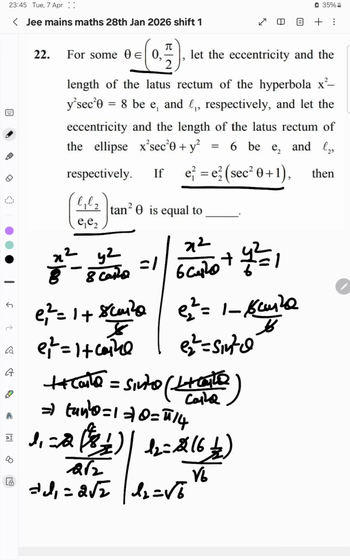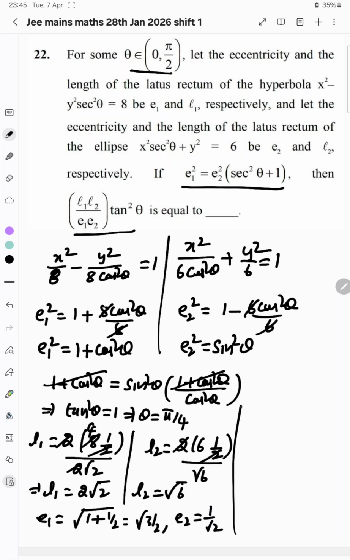Now what are E1 and E2? When we take theta as pi by 4, we calculate E1. E1 is clearly root over 1 plus cos squared theta, right? So root over 1 plus cos squared theta, where at theta is pi by 4, 1 by root 2, whole squared is 1 by 2. So 1 plus 1 by 2, that is 3 by 2, so E1 is root 3 by 2. Similarly, what about E2? E2 is clearly root over sin squared theta only, so that means only sin theta. Sin theta means 1 by root 2.